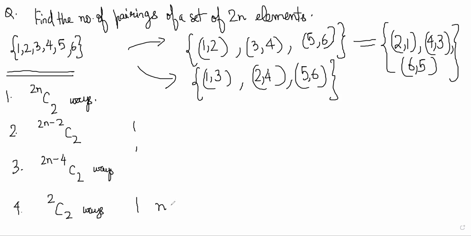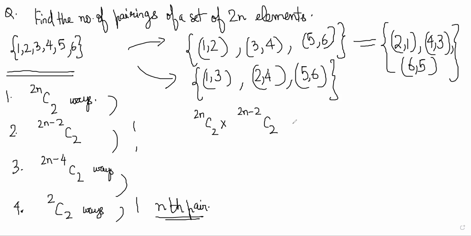Yeah, this is the nth pair, right? So the total number of ways, the way I would normally do it is by the multiplication principle. The first pair, second pair, you have to make n such pairings, right? So I would normally expect this to be the answer: 2n minus 2 C2, but multiplied this whole thing by 2.